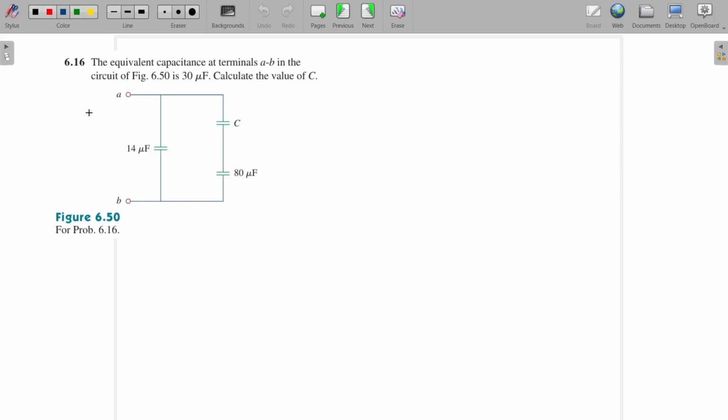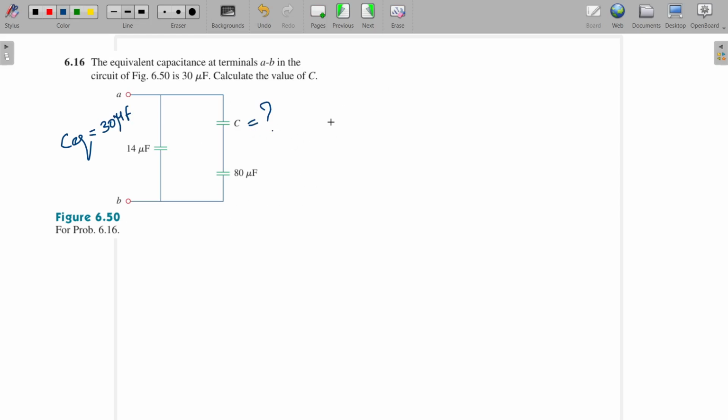Everybody. Today we are going to solve a problem from Fundamentals of Electric Circuits by Alexander and Sadiku, 5th edition. This is question number 6.16 and the question is: the equivalent capacitance at terminals A, B in the circuit of the figure is 30 microfarad. Calculate the value of C. It is given that the C equivalent at the terminals AB is equal to 30 microfarad and we are asked to find out this capacitance value.